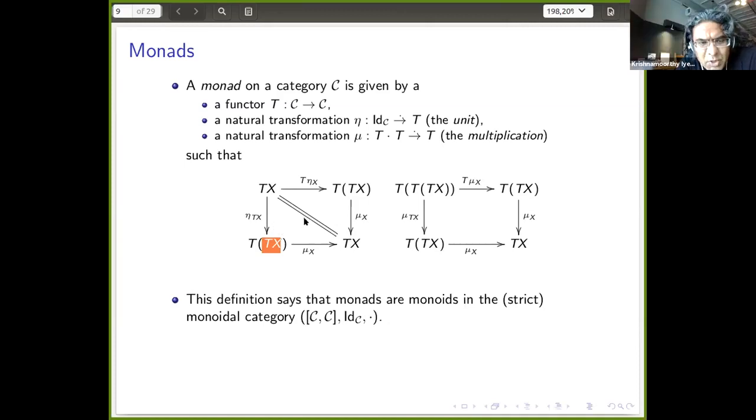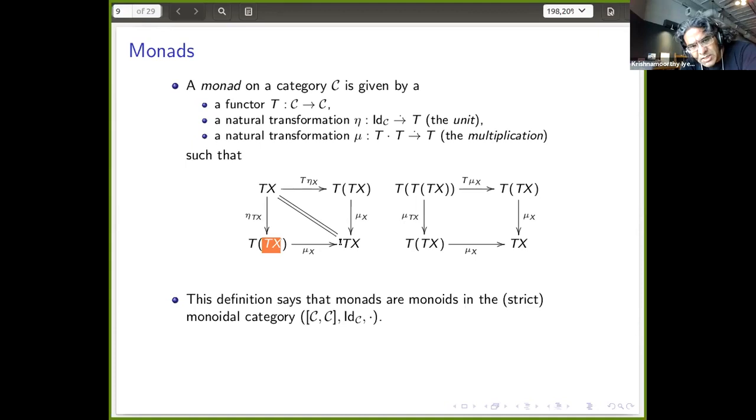Your etas and mus are acting from the right, is it? Unlike a normal function composition, just to make sure. Everything is acting the same way as in normal function composition in functional notation. So this is just eta at type TX. Eta is a polymorphic function, and this is just one instance of it, the instance of eta at TX. And mu is the instance of mu at X, and this is function composition, yes.